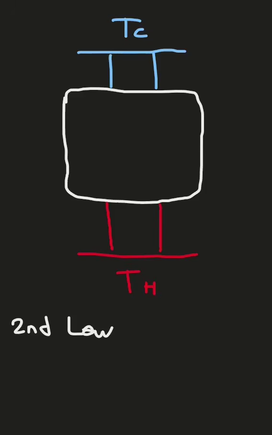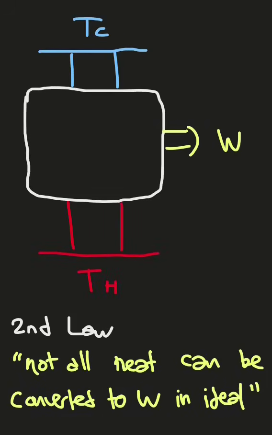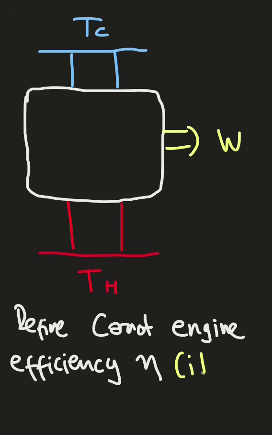Imagine we have a Carnot engine with a system just like this inside the box, and this system has contact with two reservoirs, let's say the blue here as cold and the red here as hot. By the original statement of the second law, not all heat can be converted to work W, even in the ideal case. So if we add an output here, let's say W for work, we need to define the Carnot engine efficiency eta as an ideal reversible heat engine.